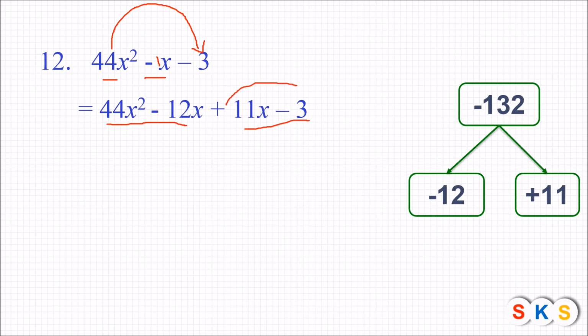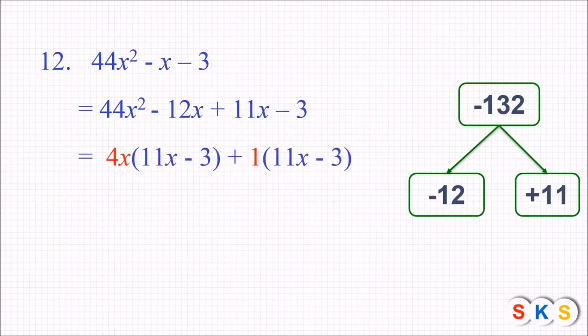And what is common in the next group? 1. Okay, 11 you can write as 11 into 1, and 3 you can write as 3 into 1. Okay, so let's see what we will get when we take common. Okay, we will get here 4x in a bracket 11x minus 3 plus 1 in a bracket 11x minus 3. Okay, you can see that I have taken 4x as common in the first group. If I take 4x as common, what will be left here? 11x, and what will be left here? 3. And here the common in this group is 1. Okay, because 11 you can write as 1 into 11, and 3 you can write as 3 into 1. So the common is 1.